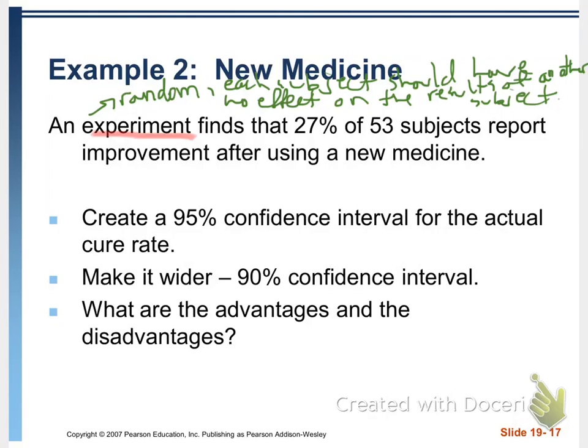So we've already knocked off two of the conditions. We've talked about the randomization condition, and we've talked about the plausible independence condition. The only thing we need to check is the success/failure condition. Okay, so let's check on it. If you have 53 subjects times 0.27, oh, we should write that down. The sample proportion of successes is 0.27, so q equals 1 minus 0.27, so that would be 0.73.